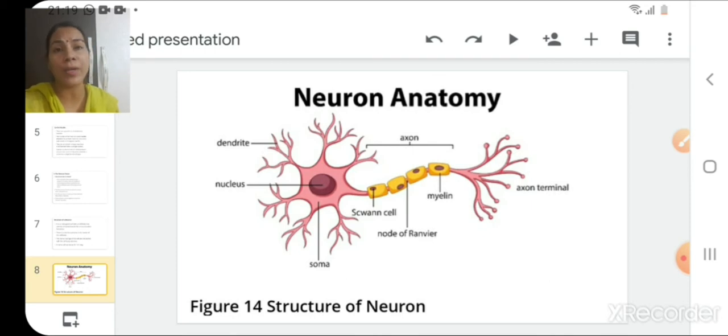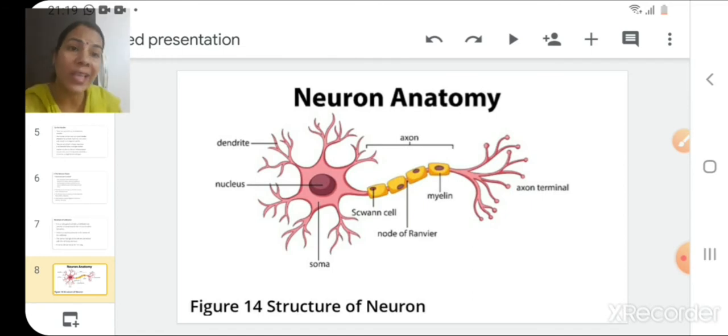So basically here you can see the structure of a neuron which has two parts, cell body and axon. The cell body can be divided into three parts: nucleus, soma, which is the cytoplasm here, and dendrites. The other part, the axon, has Schwann cells present in it. It has a node-like structure which is known as node of Ranvier. It has a covering of myelin, which forms a myelin sheath on it.